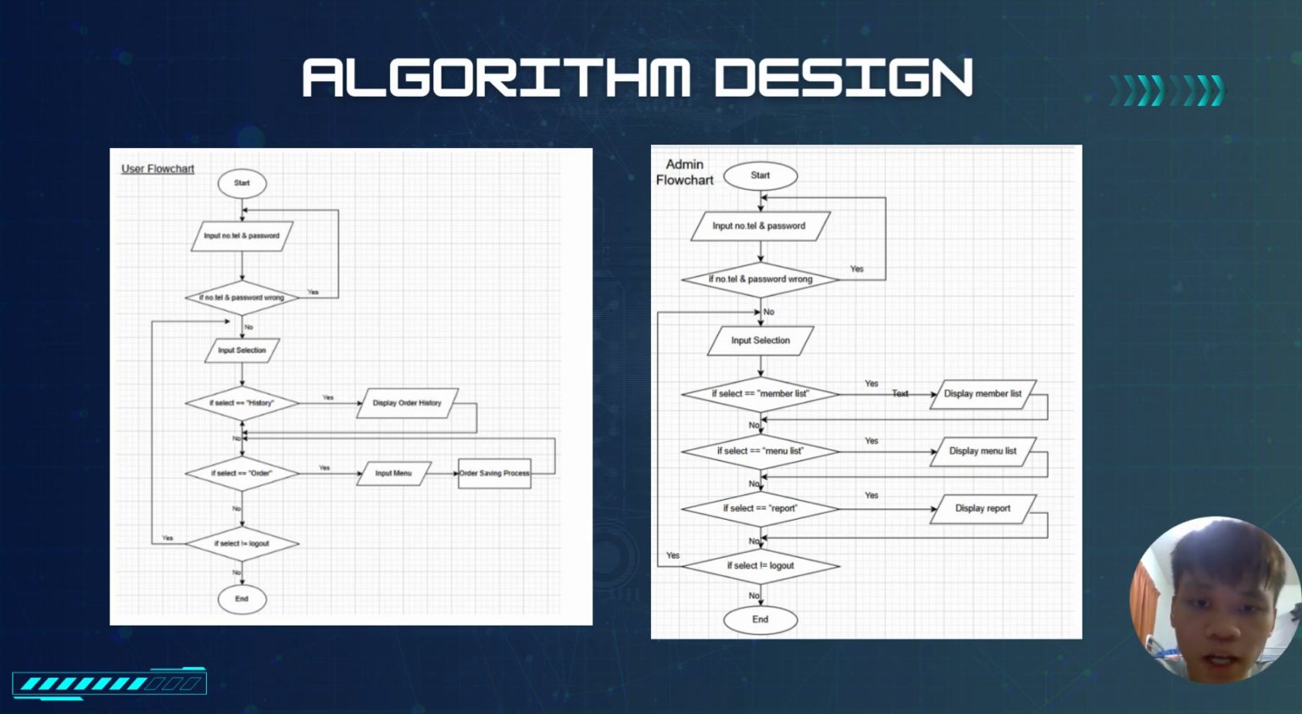The second is the admin flowchart. It is still the same as the user, requiring the admin to input their telephone number and password. Then we have four selections. One is member list, to display the member list of this online ordering system. One is menu list, and another one is report. The report is, for example, about the sales in the month. And the last one is logout.